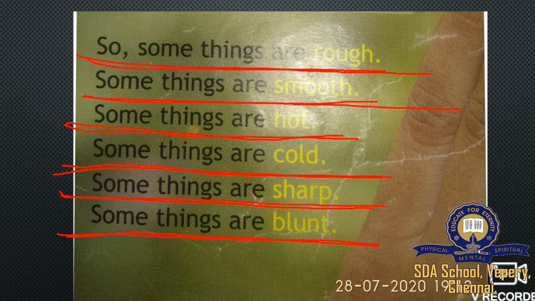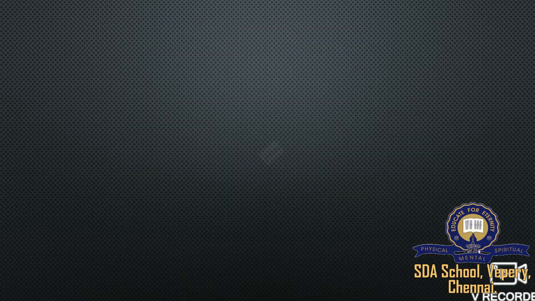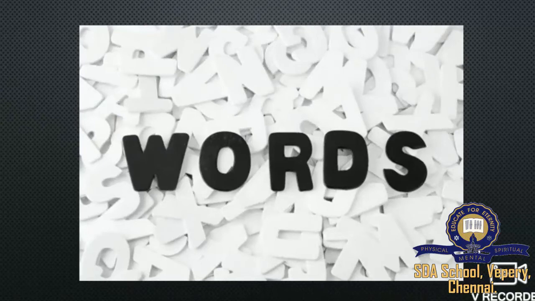Is it clear, children? Now, what are we going to see? Important words or new words. We'll start seeing the new words. Every time you should know the correct spelling for all your new words. Okay, children, shall we start reading? Shall we go to the book? Shall we go to the new words now?